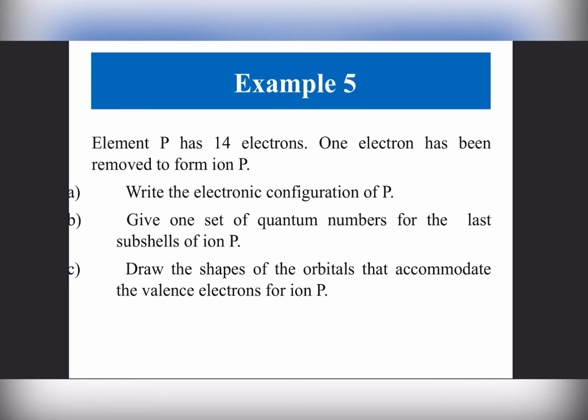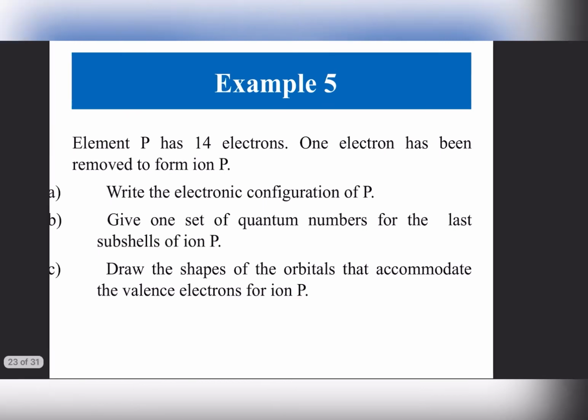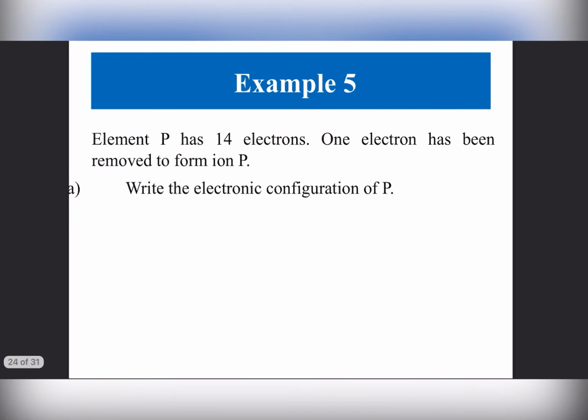Where in example 5, element P has 14 electrons and 1 electron has been removed to form ion P. So you have to write the electronic configuration of P, question A. Question B, give one set of quantum numbers for the last subshell of ion P. And C, you have to draw the orbitals that accommodate valence electrons for ion P. So let's go to the first question, question A, where you have to write the electronic configuration of P.